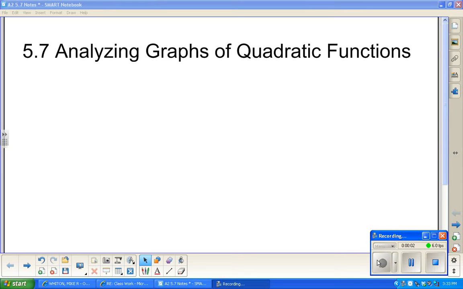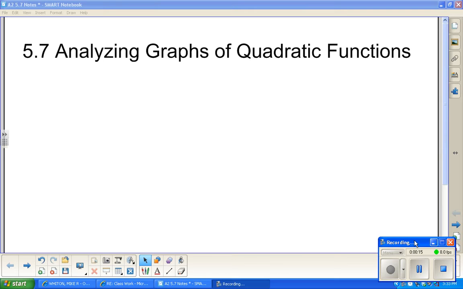All right, well, this is going to be section 5.7, Algebra 2. We'll cover analyzing the graphs of these quadratic functions. So just a little bit different way of looking at the equation.